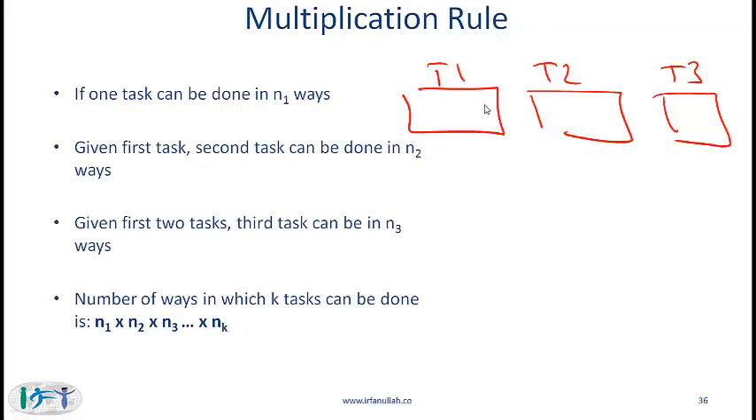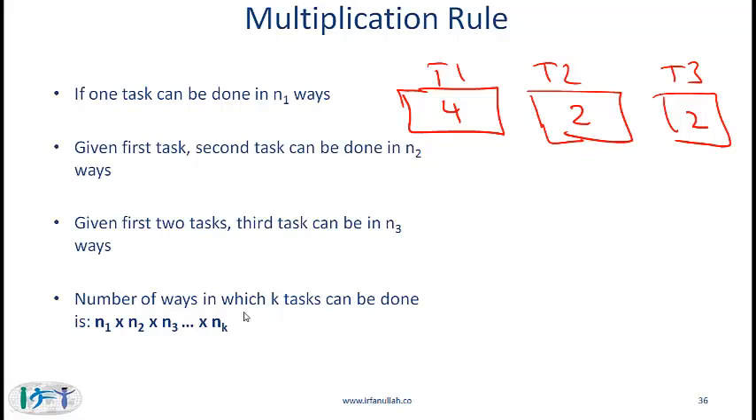Let us say that the first task can be done in 4 different ways. And then once you've done the first task, the second task can be done in 2 ways. And once you've done the second task, the third task can also be done in 2 different ways. So the question is, what are the total number of ways in which these 3 tasks can be done? And the answer is arrived at using the multiplication rule.